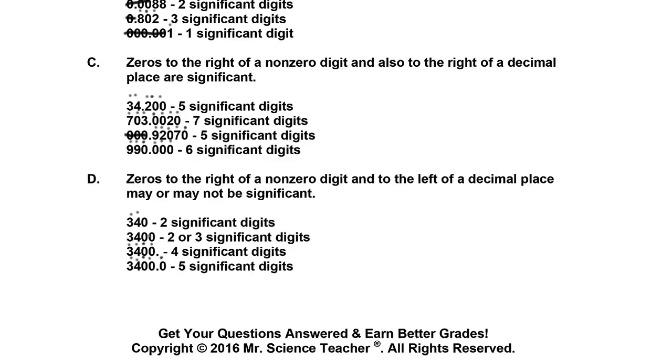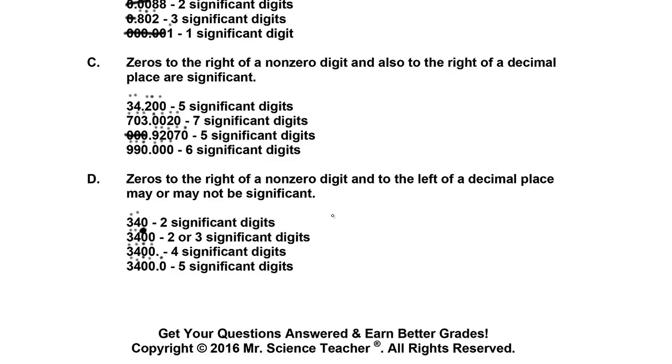But 3,400, this zero here may or may not be significant. We don't really know. We know that there's at least two significant digits, but this zero right there, we do not know if that's significant or not. And so if we were to determine how many significant digits there are, we always err on the side of caution here. We always say there are two significant digits in this number, but there may be three.